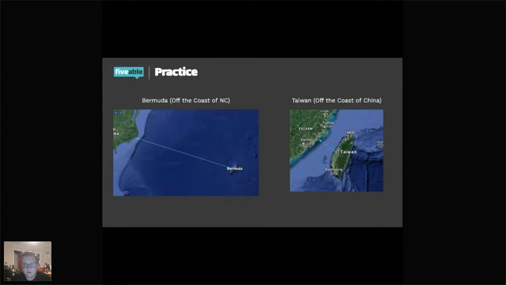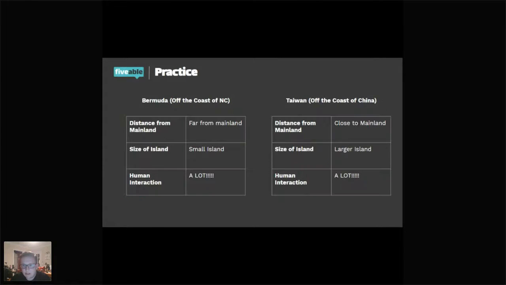All right, here's a little chart to see this. Bermuda: far from mainland, small island, a lot of human interaction. And then Taiwan, almost the same thing, but Taiwan has a larger island and a lot of human interaction as well. All right. Any questions?